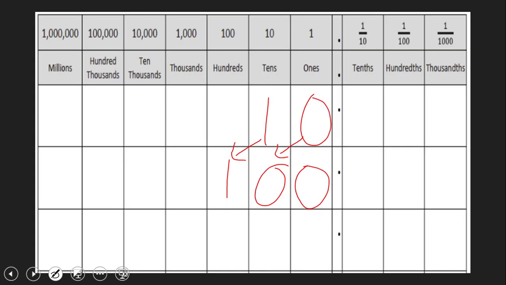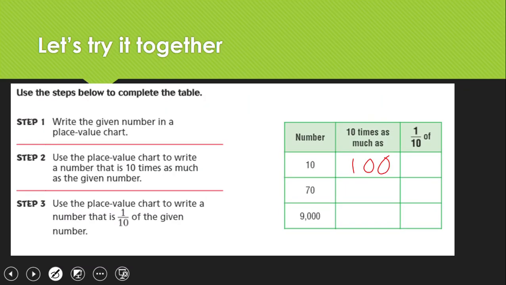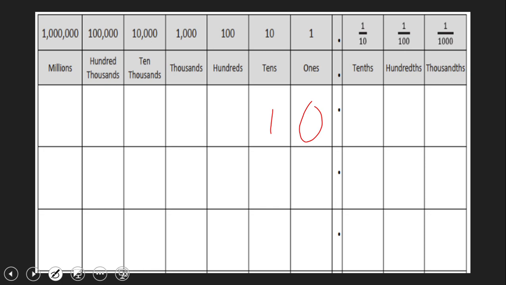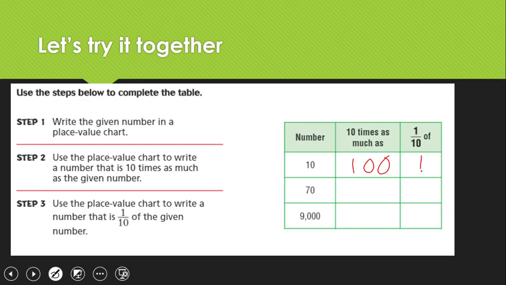Now, let's go back here. I'm going to go ahead and erase the ink on this side. So let's say we have 10 here. Now the question asks us, what is 1/10 of it? This is basically the division part, but you're shifting to the right. So 1/10, would that be 1? Or take away a 0.